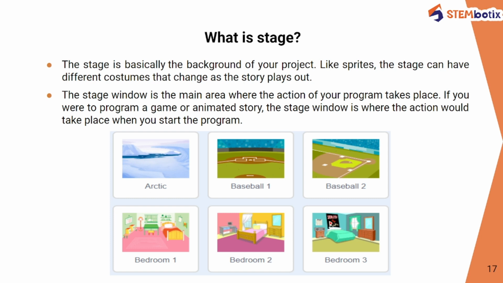As we discussed earlier in the second part of this tutorial, the stage window or stage area is the main area where you are going to see the output of your coding. If you were to program a game or animated story, the stage window is where the action would take place when you start the program. As soon as you complete your coding and start running your program, you will see the output of your coding in the stage window or stage area. So these are some examples of stage or background or backdrop available in Blockzie.